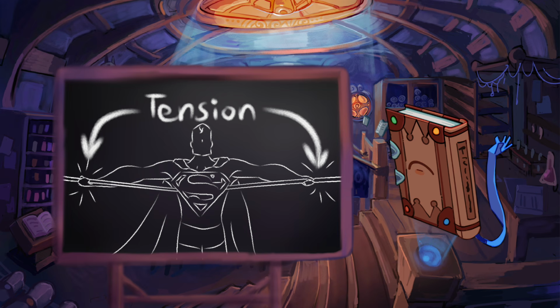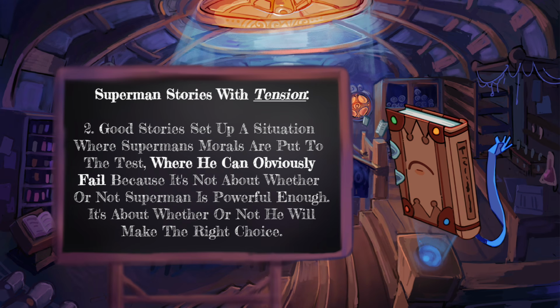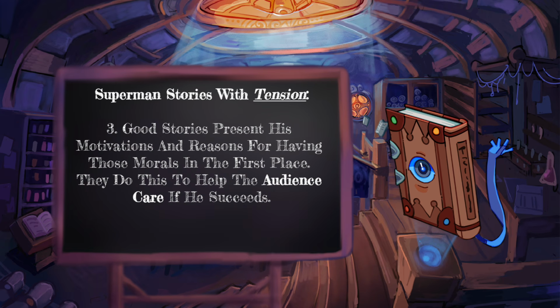The stories that effectively use Superman create tension by focusing in on one aspect, Superman's morals, and spend time to make sure we understand his morals super well. Think about it. These stories focus in on one specific aspect of Superman, his morals, to ensure the audience understands why this is a problem. Good stories set up a situation where Superman's morals are put to the test, where he can obviously fail because it's not about whether or not Superman is powerful enough. It's about whether or not he will make the right choice. And lastly, these stories present his motivations and reasons for having those morals in the first place.